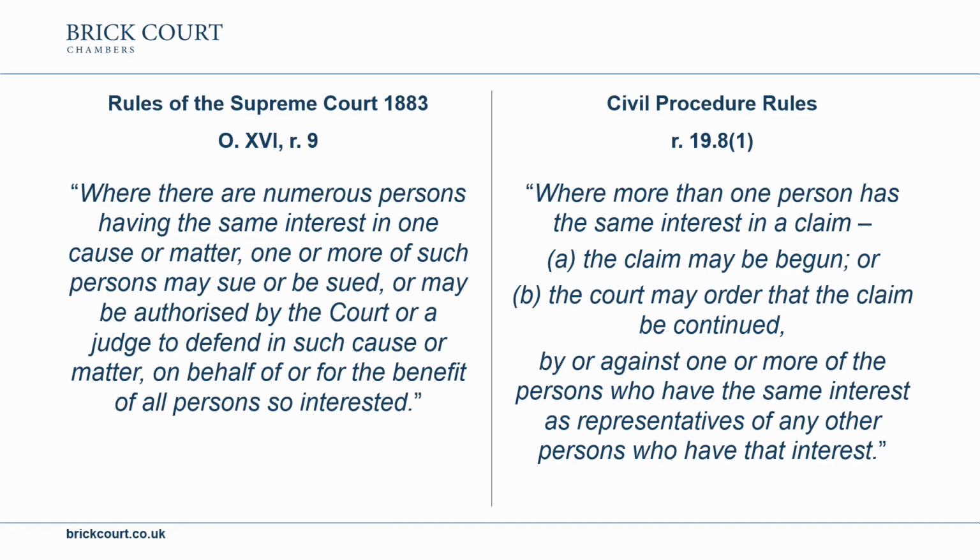And indeed, the same interest wording which is now in CPR 19.8 can be traced back to the very first iteration of the rules of the Supreme Court. Here on the slide, you'll see on the left of the screen, the first rules of the Supreme Court, 1883, the version in force when the founder of Birt Court Chambers, William Jowett, was born in 1885. Order 16, Rule 9, you'll see the text there, and you'll see same interest wording, which is also there on the right-hand side, the modern CPR 19.8. All of you will see the similarity.